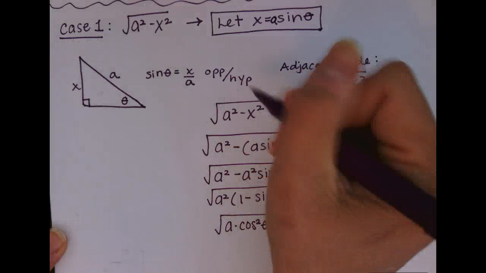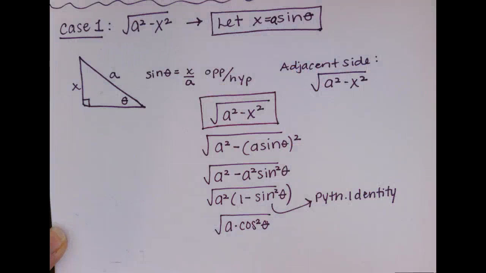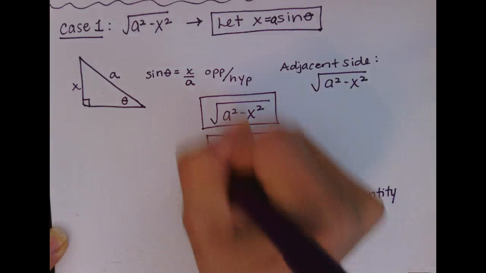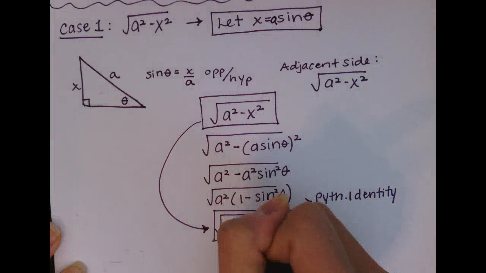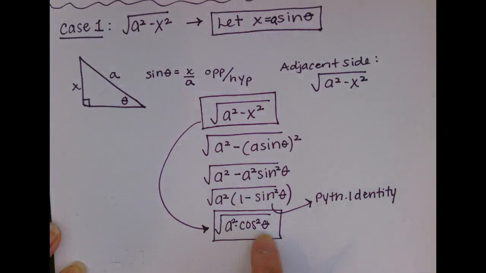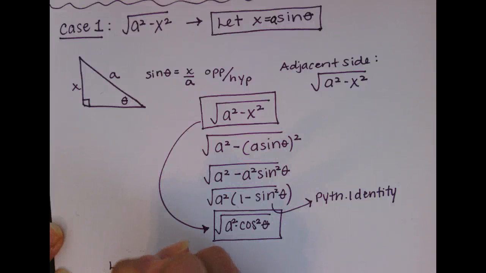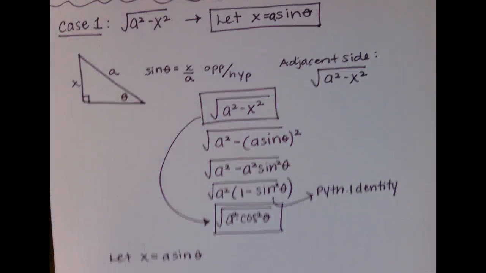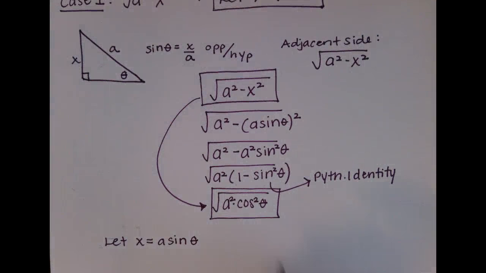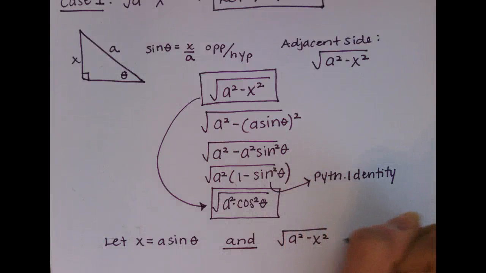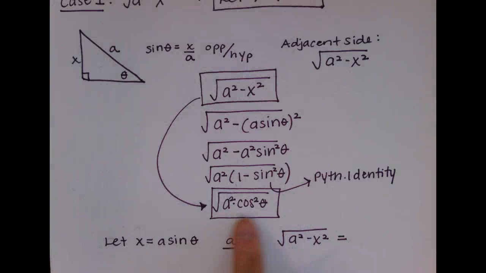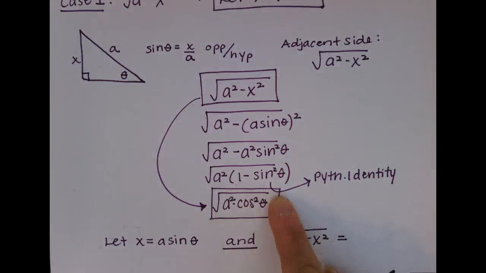So it turns out that the square root of a squared minus x squared is equivalent to the square root of a, whoops, I forgot my square. I didn't bring my square down from the previous step. The square root of a squared cosine squared theta. So again, our substitution in this case is one substitution: we're going to let x equal a times the sine of theta. And then also we can take the square root of a squared minus x squared and instead write it as this expression right here. We were able to prove that this is an equivalent expression given this x substitution.